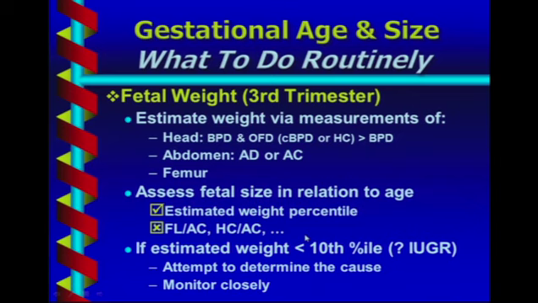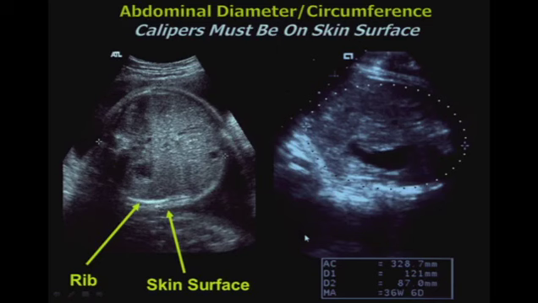Anytime the estimated weight percentile is less than the 10th percentile, we're worried about growth restriction, and then that sets off a set of actions to attempt to determine the cause and to monitor the fetus closely.